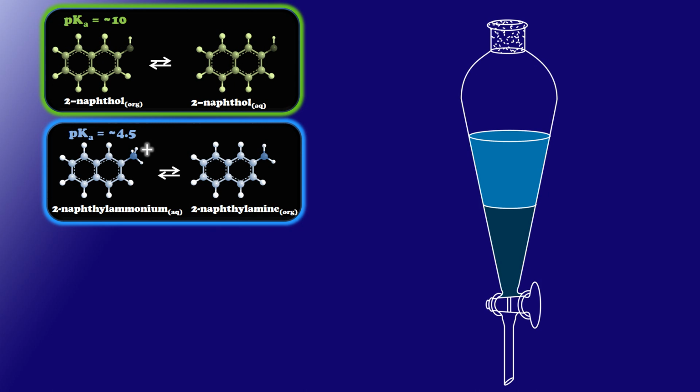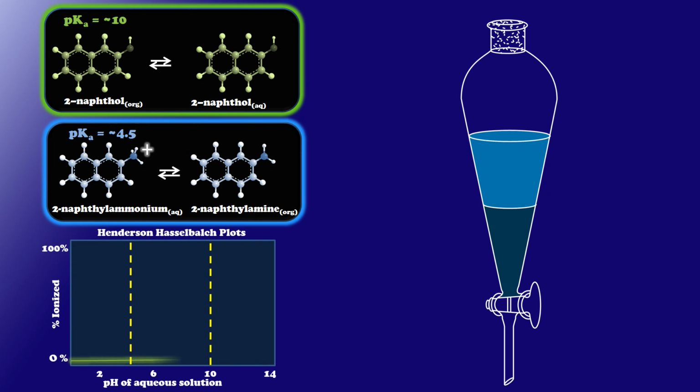Now let's take a look at what happens when we're dealing with acids and bases. Remember that naphthylammonium and naphthylamine are a bit different because in this case we have the charged species in the lower pH region of our plot. So the Henderson-Hasselbalch plots for these two compounds look something like this.